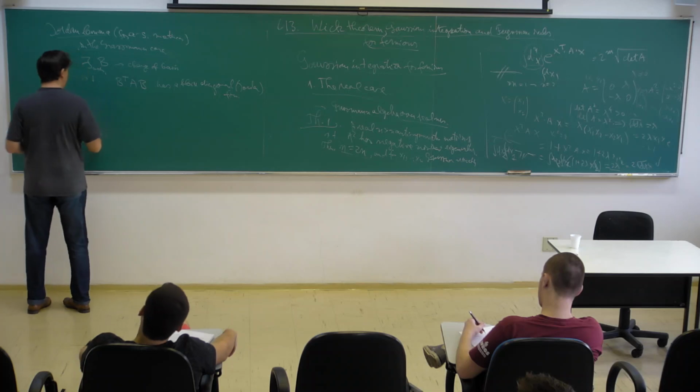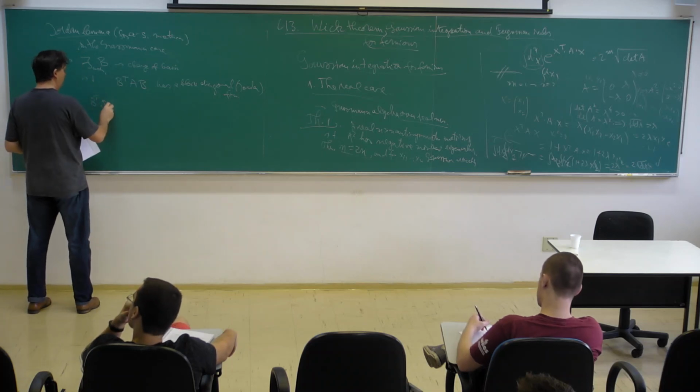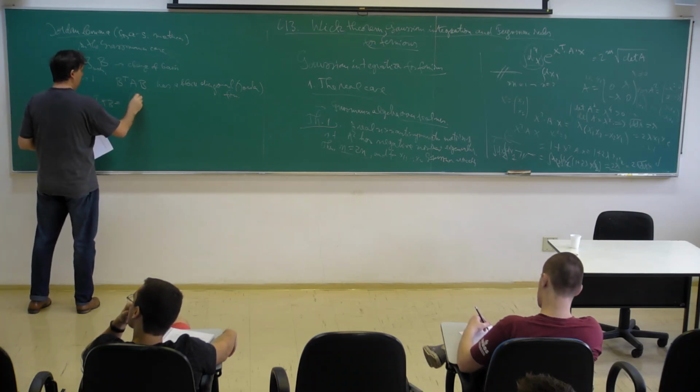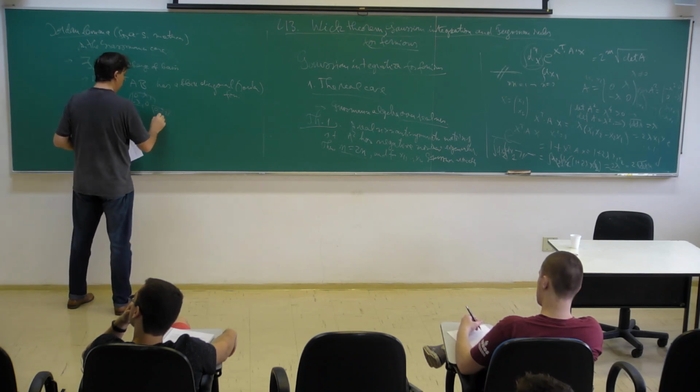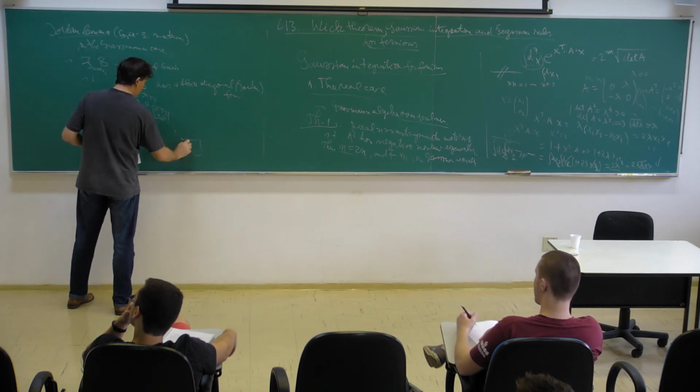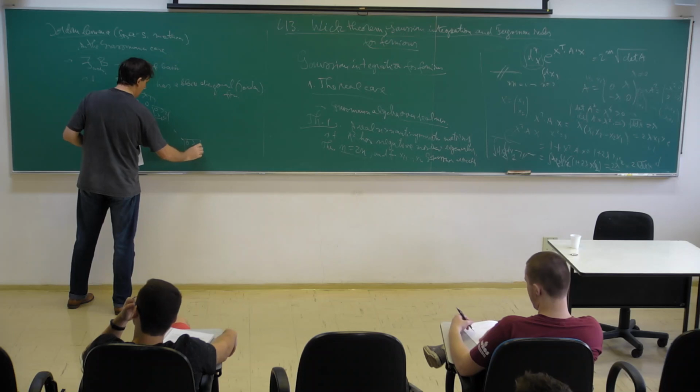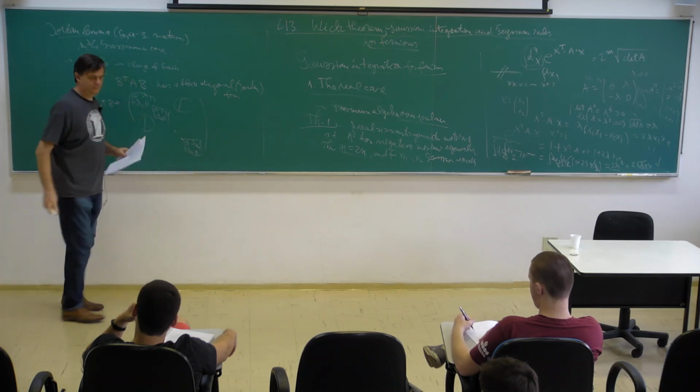That is to say B^T A B is 0 lambda 1 minus lambda 1 0, one block, and 0 lambda 2 minus lambda 2 0, another block, and so on until 0 lambda n minus lambda n 0, and the rest is zeros.